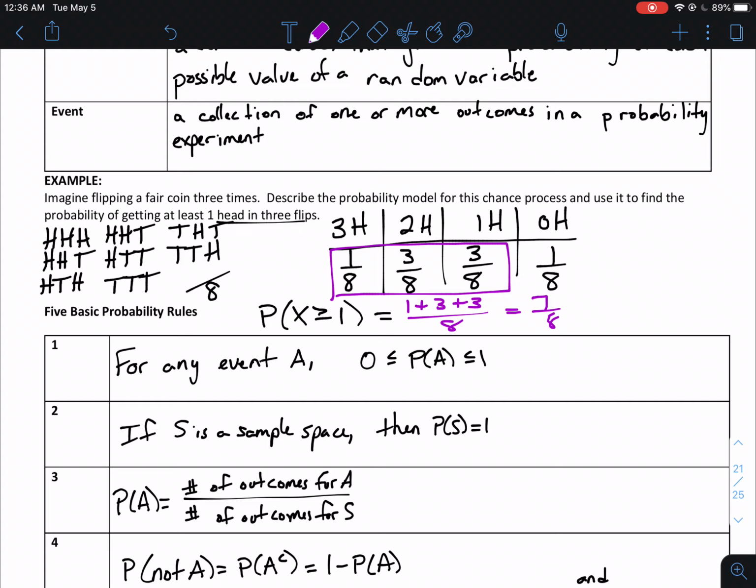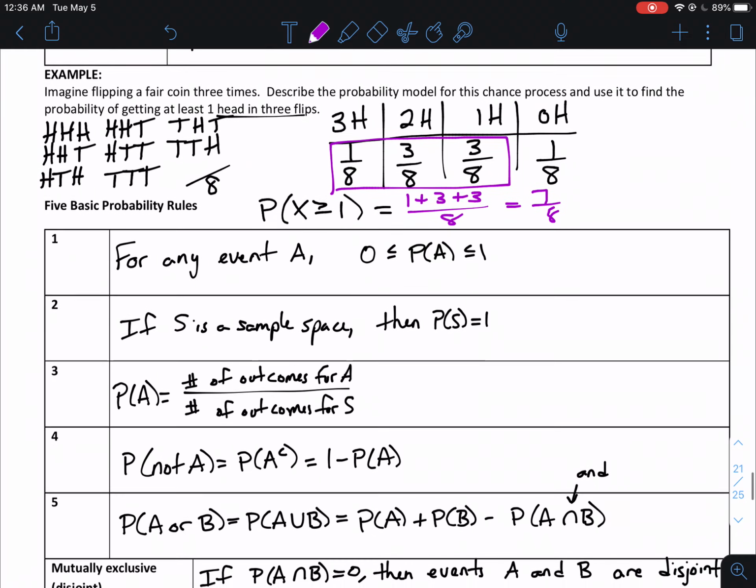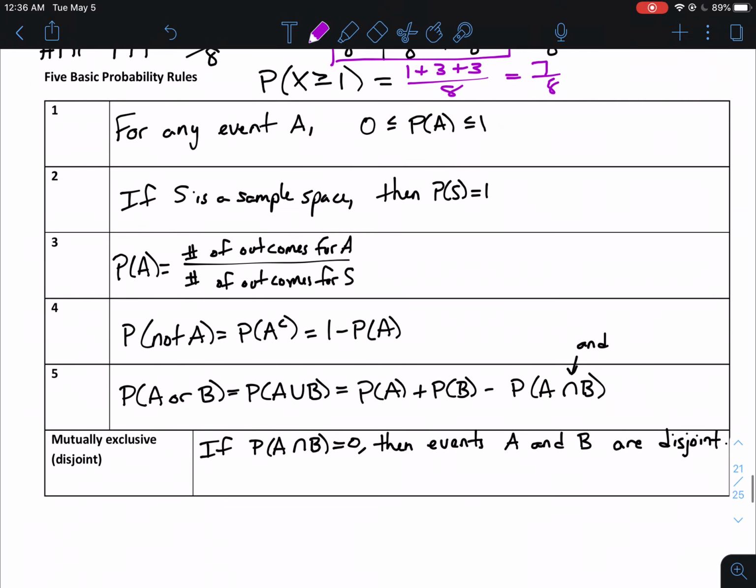Okay, now there are some basic probability rules that are going to help us make things a little bit easier as we go through some more examples. To list those, first off, for any event A, the probability of A has to be between 0 and 1. Notice that that's 0 less than or equal to the probability of A, less than or equal to 1.